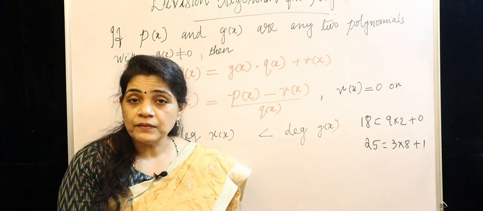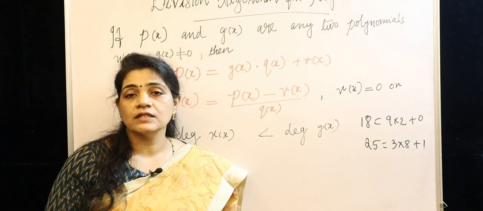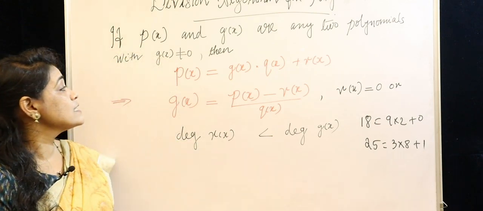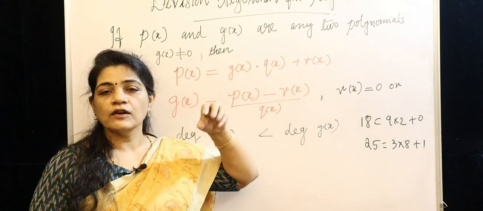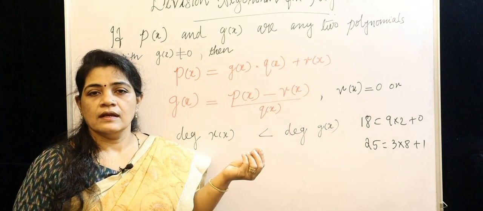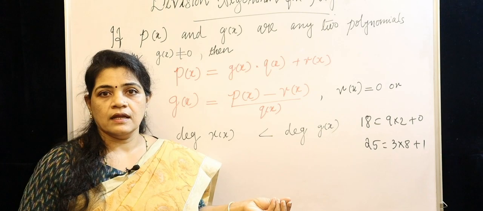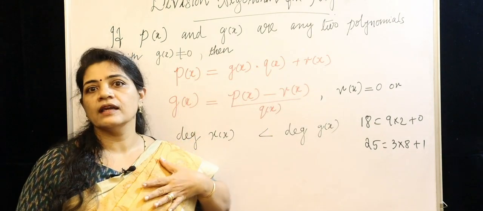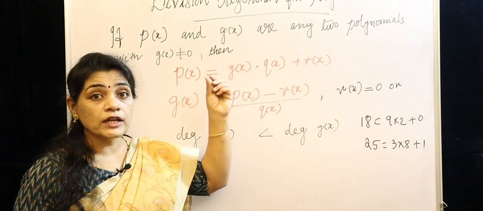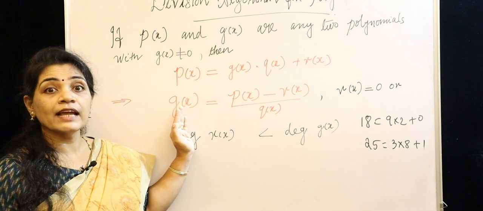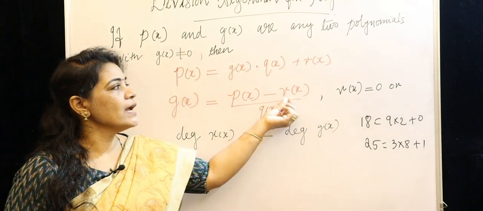From this very important relation, you can also calculate things. Sometimes in some questions, p of x and q of x are given, and also r of x, and we have to find out g of x. You can derive one very simple relation from this. In order to get g of x, what can be done, children? This r of x can be taken to this side, so p of x minus r of x.